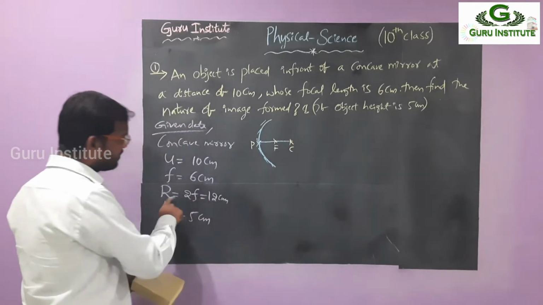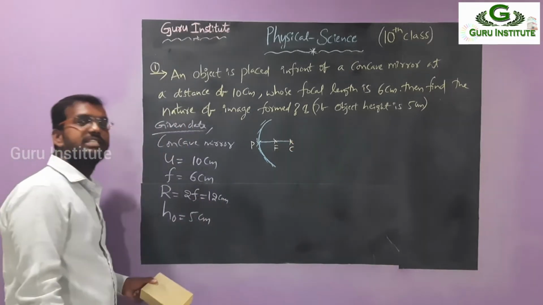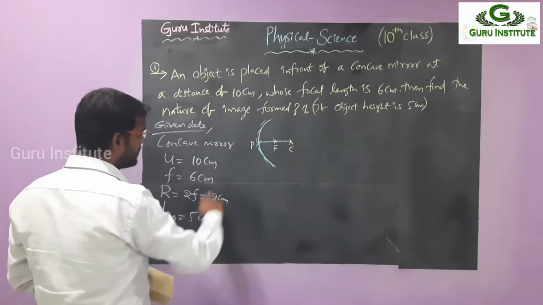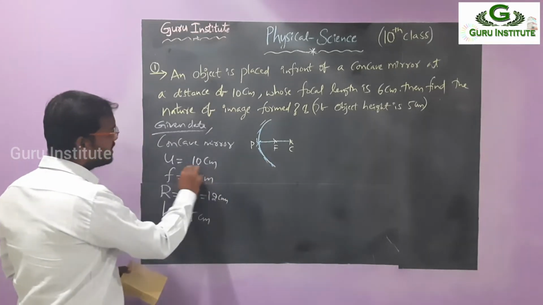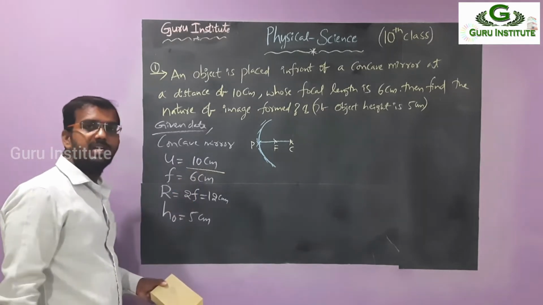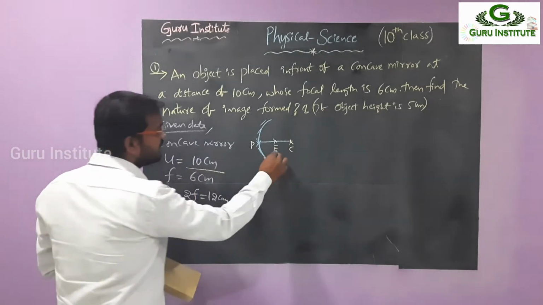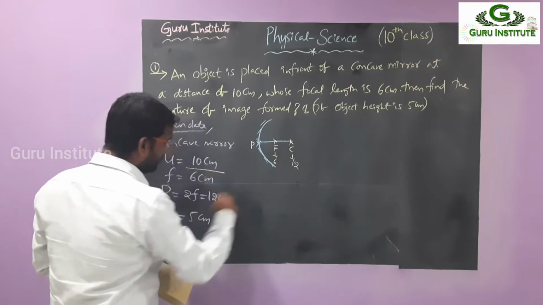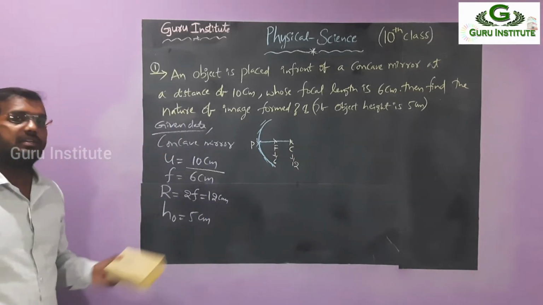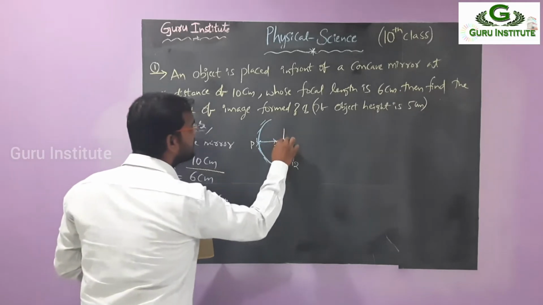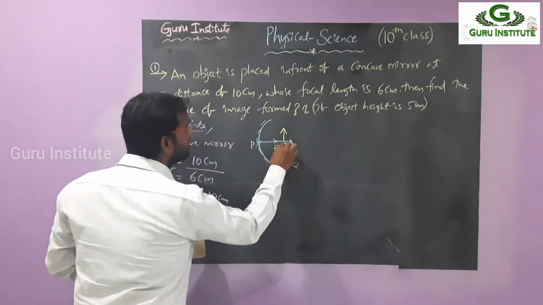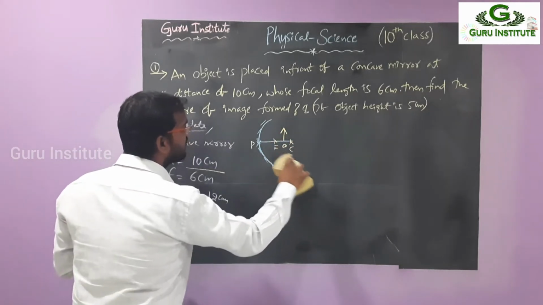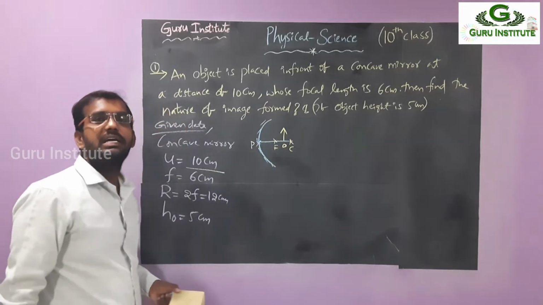Why I am taking the radius of curvature is in order to get where the C is. So focal length is 6, radius of curvature is 12. The object is placed at 10 centimeter. F is at 6 centimeter and C is at 12 centimeter. Then where would be the object? 10 means that is between F and C. So from this, what do we conclude? The object is placed in between F and C.